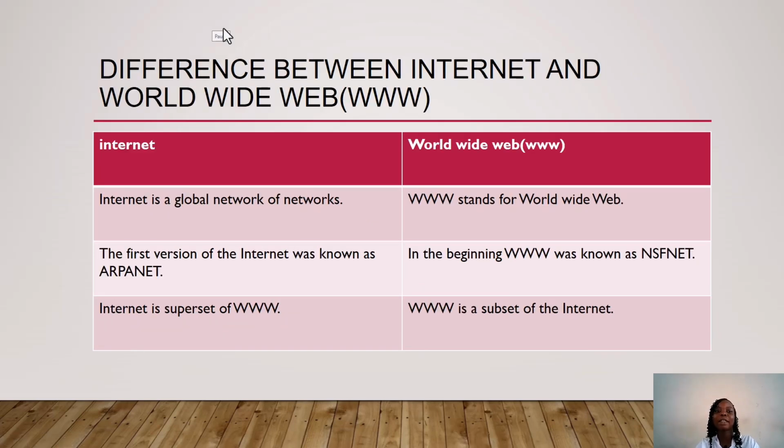Now, the Internet and the World Wide Web. The Internet is a global network of networks. www stands for World Wide Web. The first version of the Internet was known as ARPANET. In the beginning, www was known as NSFNet. The Internet is a superset of www, and the World Wide Web is a subset of the Internet.